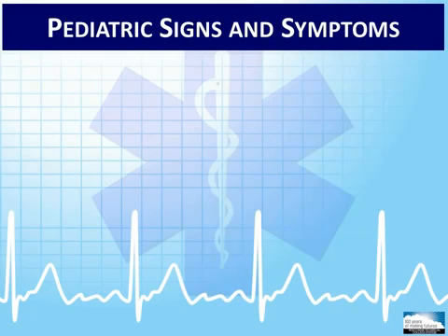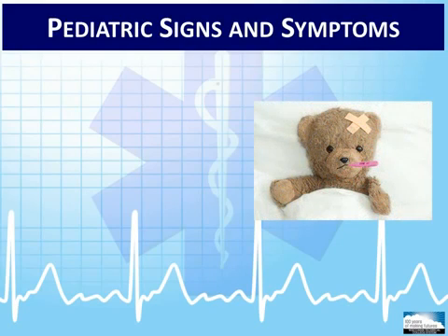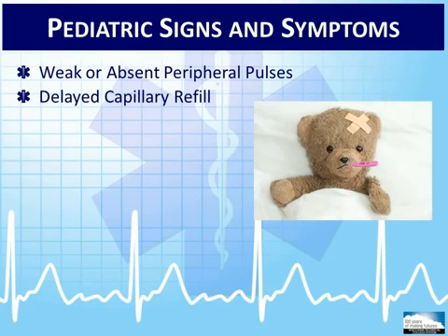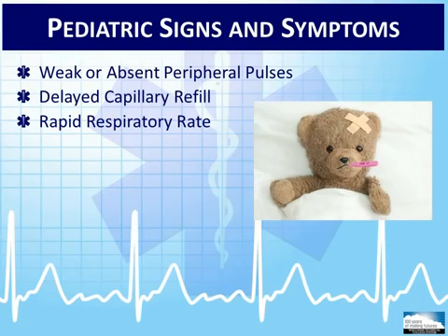Signs and symptoms of shock in the pediatric patient may be more or less pronounced depending on the specific sign or symptom. Weak or absent peripheral pulses and delayed capillary refill time greater than 2 seconds are consistent with adults. As seen in adults, increased respiratory rates are common as the body tries to increase oxygen intake while also combating acidosis given decreased tissue perfusion by exhaling carbon dioxide in greater quantities.